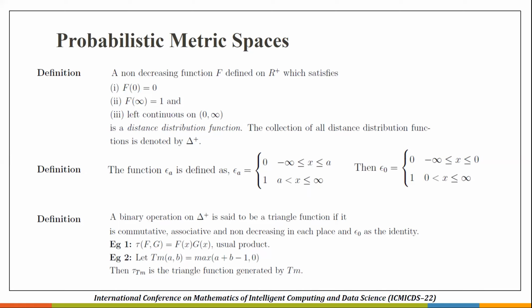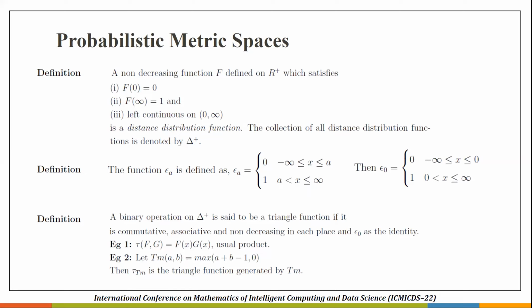Another idea used in the probabilistic metric space definition is a triangle function. A triangle function is a binary operation on delta plus, or it is an operation between distance distribution functions. And that should be commutative, associative, and non-decreasing in each place. And epsilon 0 is considered as the identity of the triangle function.